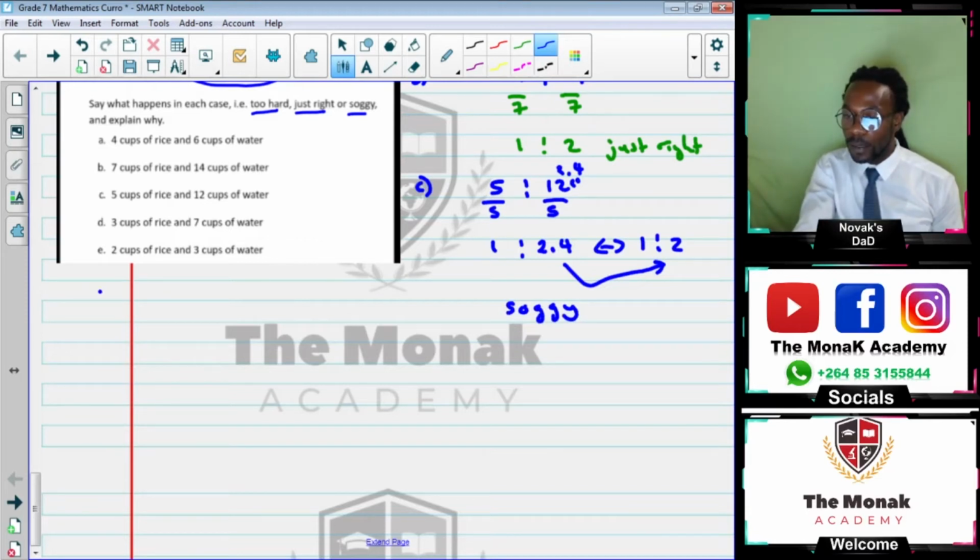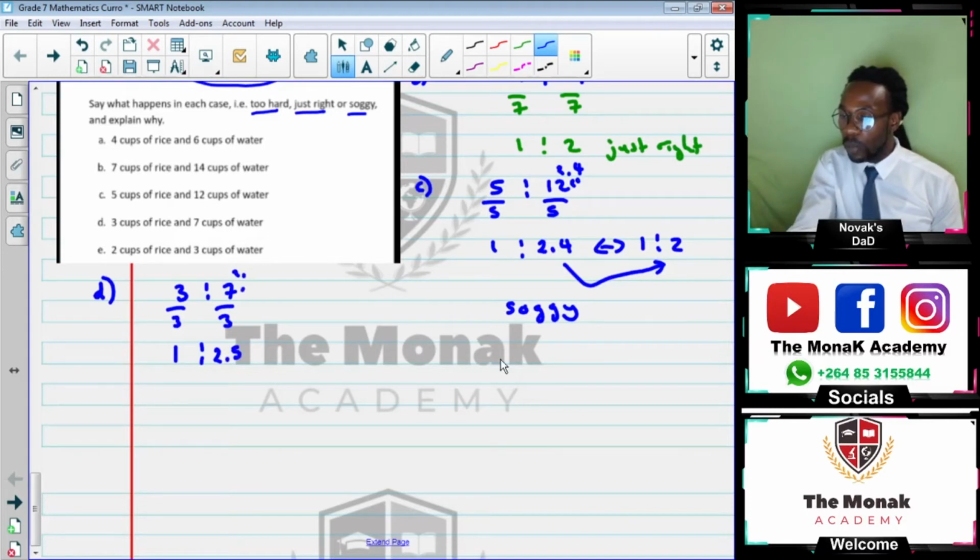We look at D. 3 cups of rice is to 7 cups of water. We divide by 3. We divide by 3. You get 1 is to... 3 into 7, it's 2 times. Remainder 1. 1 into 10, it's 5.